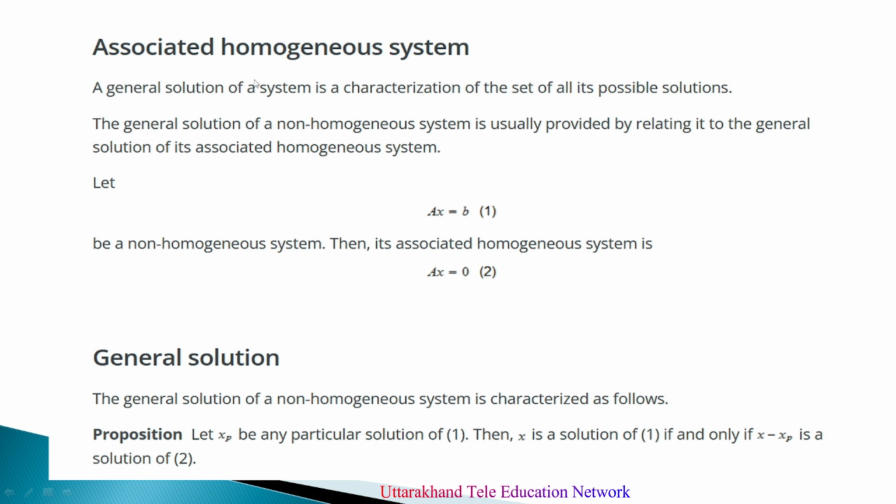Associated homogeneous system, general solution, because there is a quest for the general solution of a system, which is a characterization of the set of all its possible solutions. Obviously it is different from the particular solution. The particular solution depends on the value of a variable, but the general solution is the characterization of the set of all its possible solutions. Means all solutions we can find, and we are now questing for the general solution.